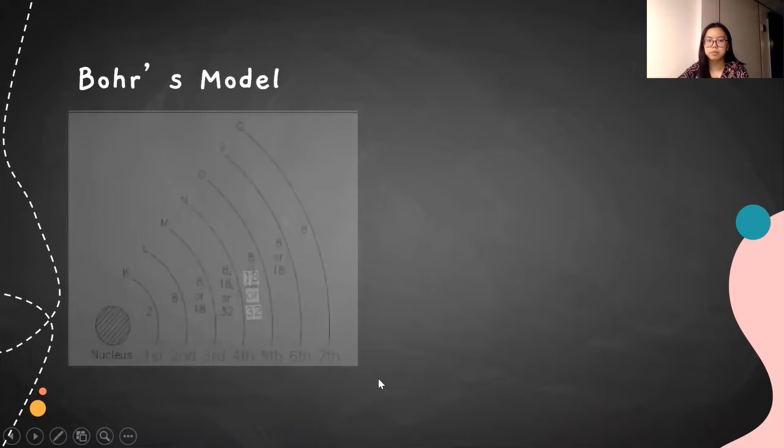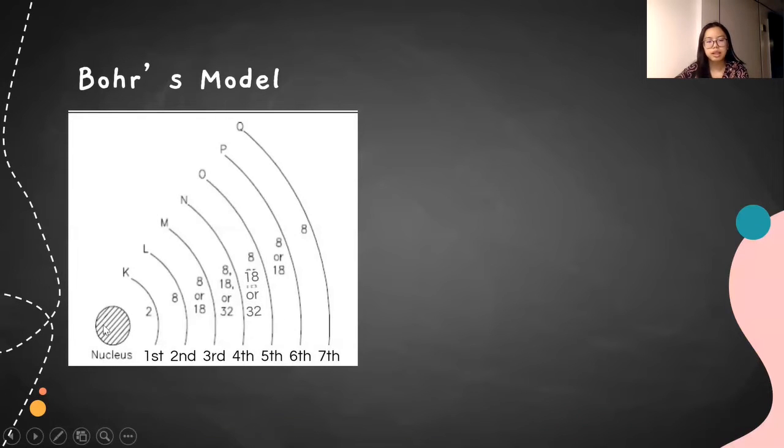Bohr's model. So Bohr's model has the nucleus and has shells, and it has 1, 2, 3, 4, 5, 6, and 7. So first is also called K and can hold up to 2 electrons, and the second one, also called L, can hold up to 8 electrons. Third, called M, holds up to 18 electrons.